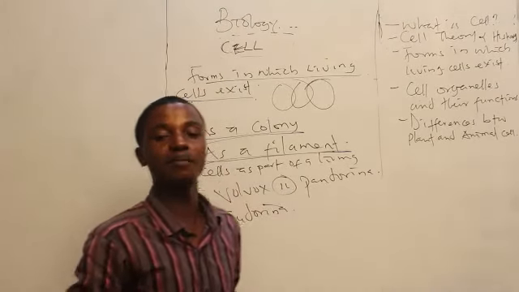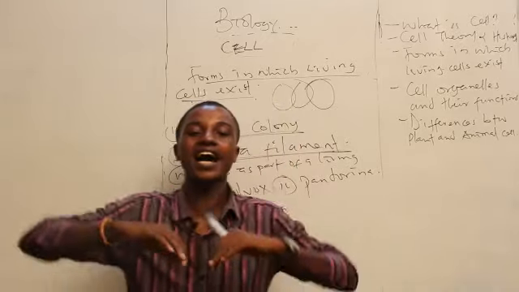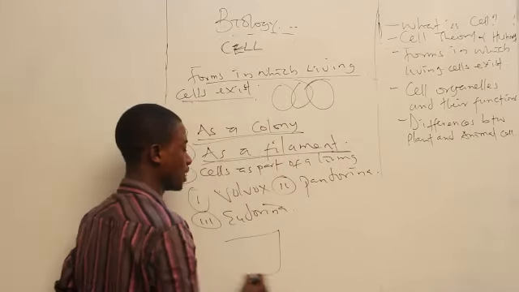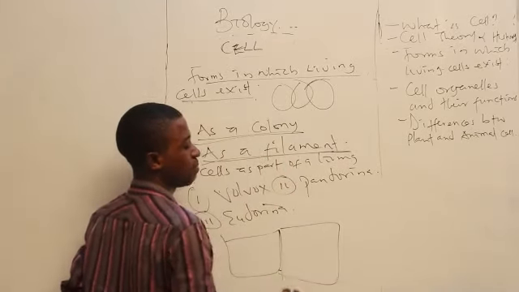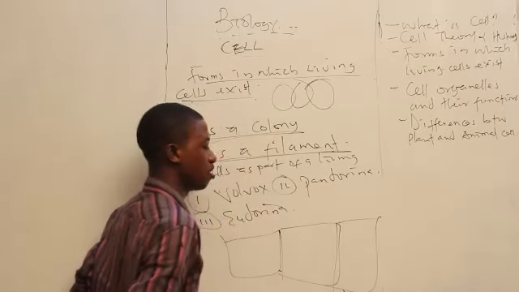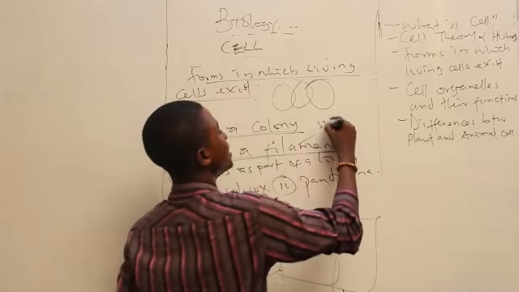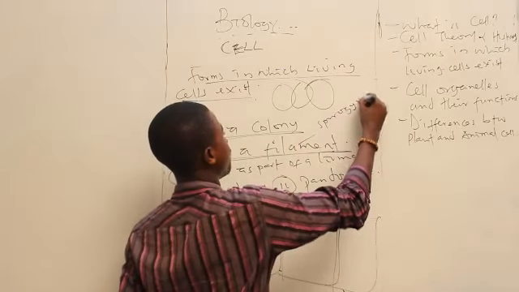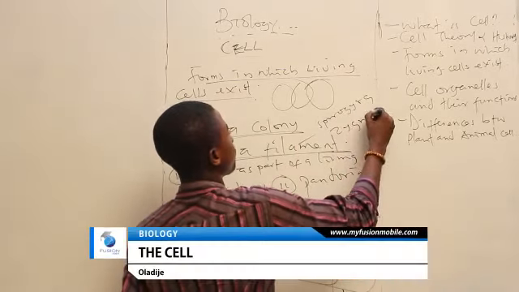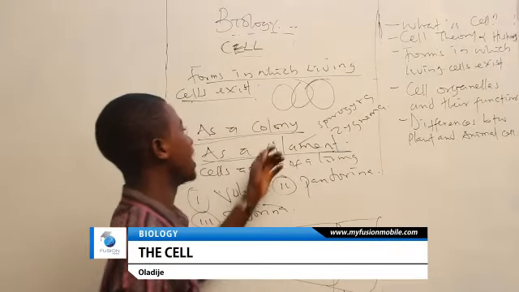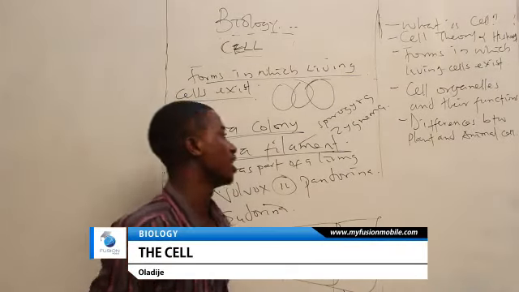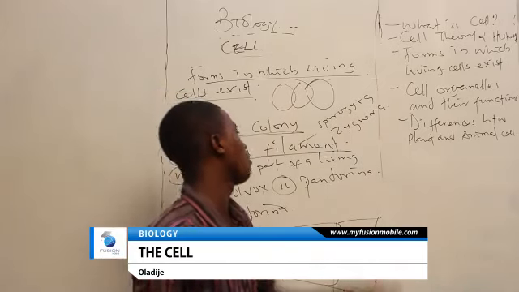Now for cells as a filament, the cells are actually placed end to end. We have a particular cell here, it will be placed end to end to another particular cell, end to end to another particular cell. So we say they are existing as what? A filament. A very good example of cells as a filament is the spirogyra. Aside from spirogyra, we have the zygnema. So this falls under this category as a filament. We have spirogyra and we have what we call zygnema.